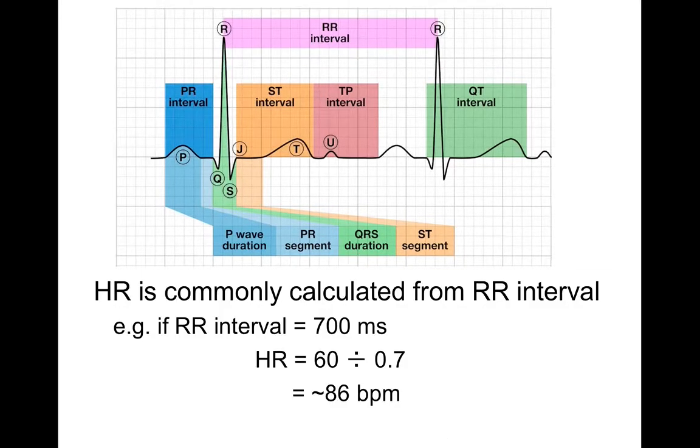So to calculate heart rate, it's very easily, as I mentioned, commonly calculated from the RR interval. If you know the time interval between each R peak or R wave, then you divide that into 60, and you can calculate heart rate very easily.